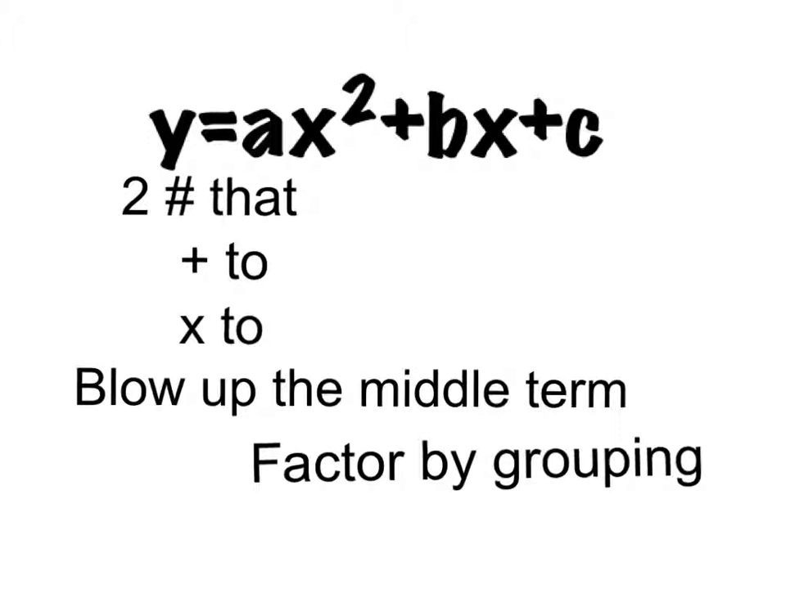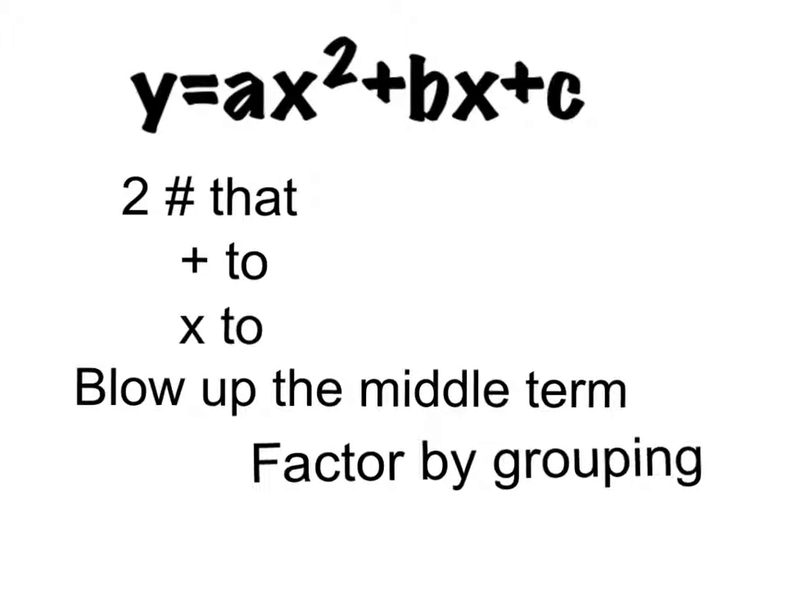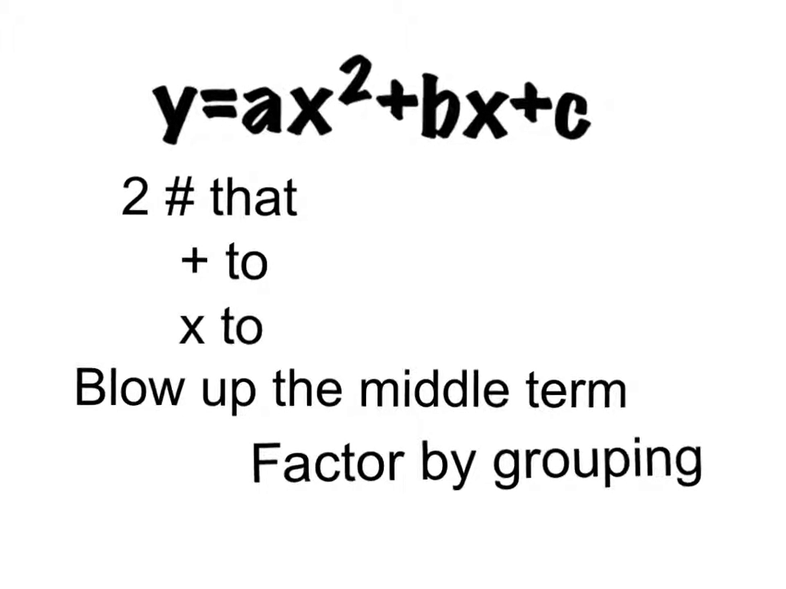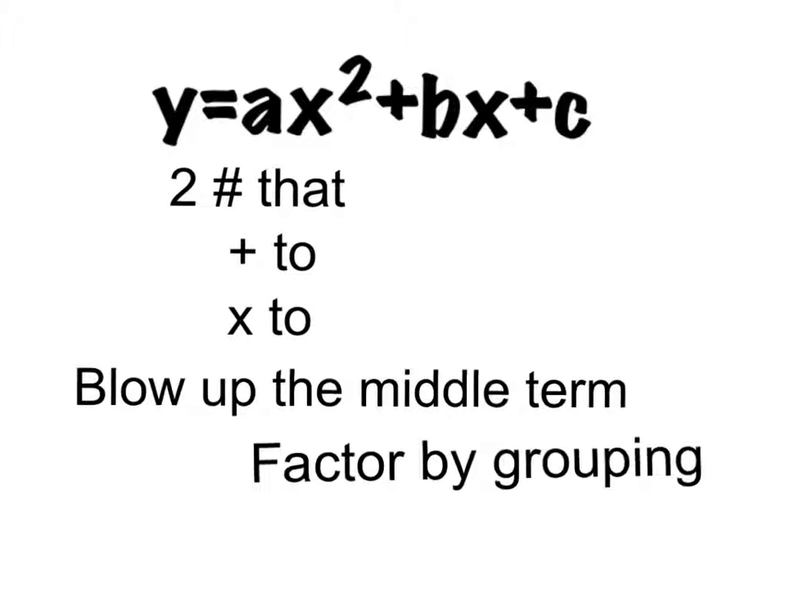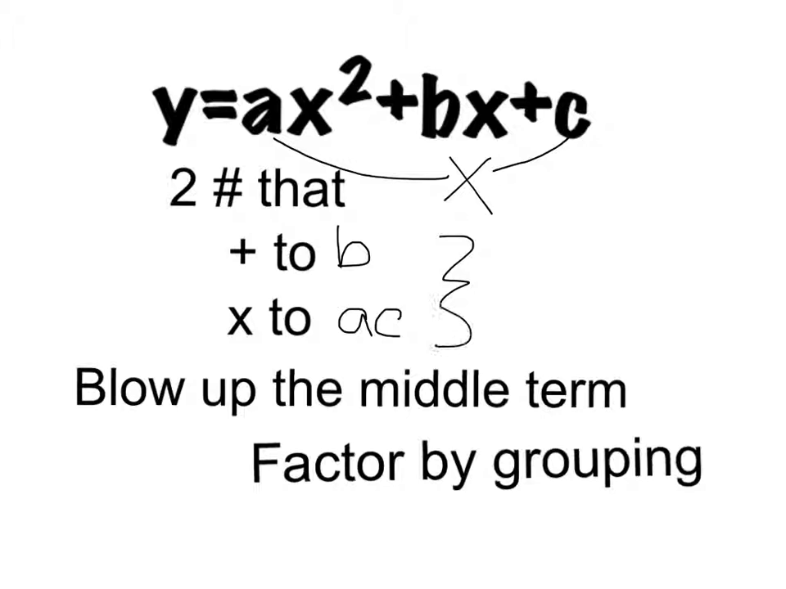So we've got our equation here, y equals ax squared plus bx plus c. Now when we solve it's going to be a little bit different. When we did it before, we had two numbers that add to b, and that has not changed. But this time, instead of just multiplying to c, we are going to multiply to a and c. So we take the a and c, multiply them together, and then find the two numbers that will multiply to that and add to b.